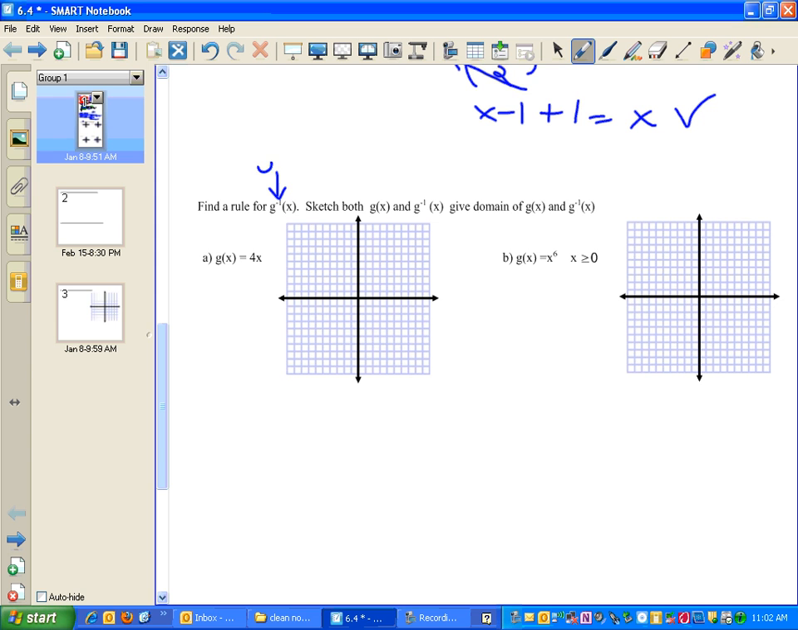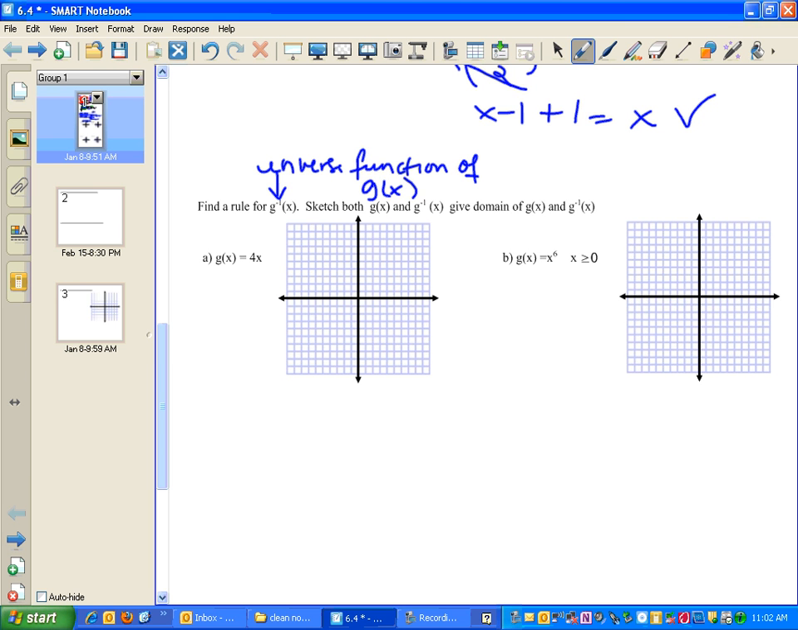This is saying the inverse function of g at x. g to the negative 1. It's an exponent, but it stays with the function. That's just the little script that says that we're doing an inverse function.